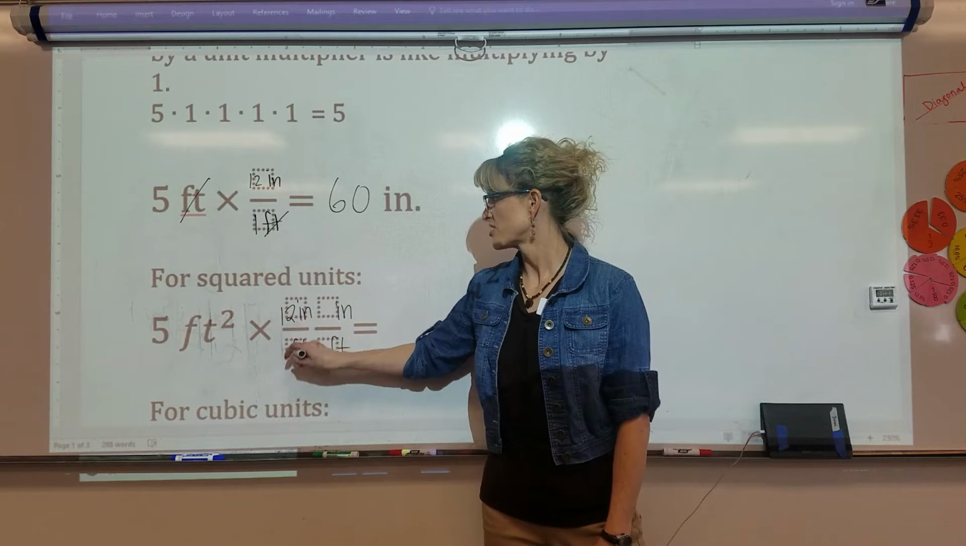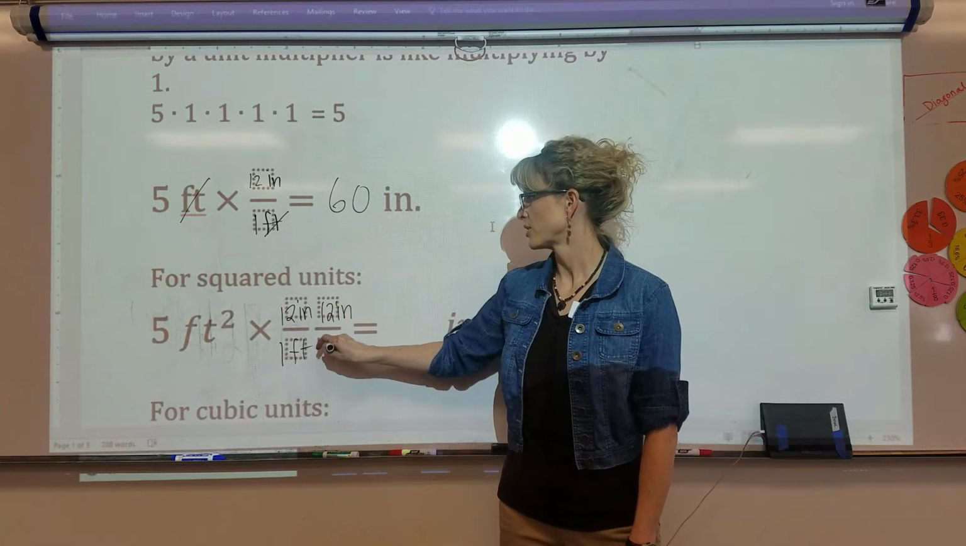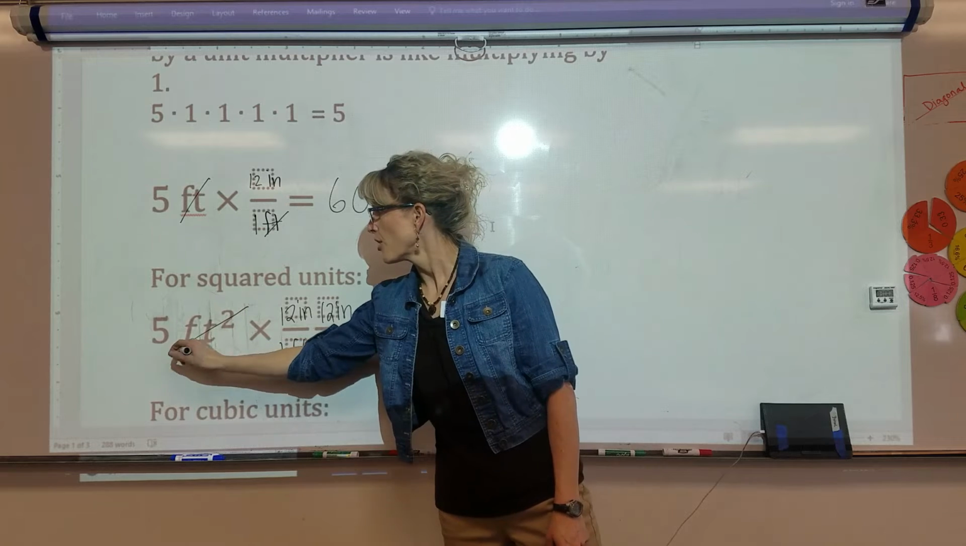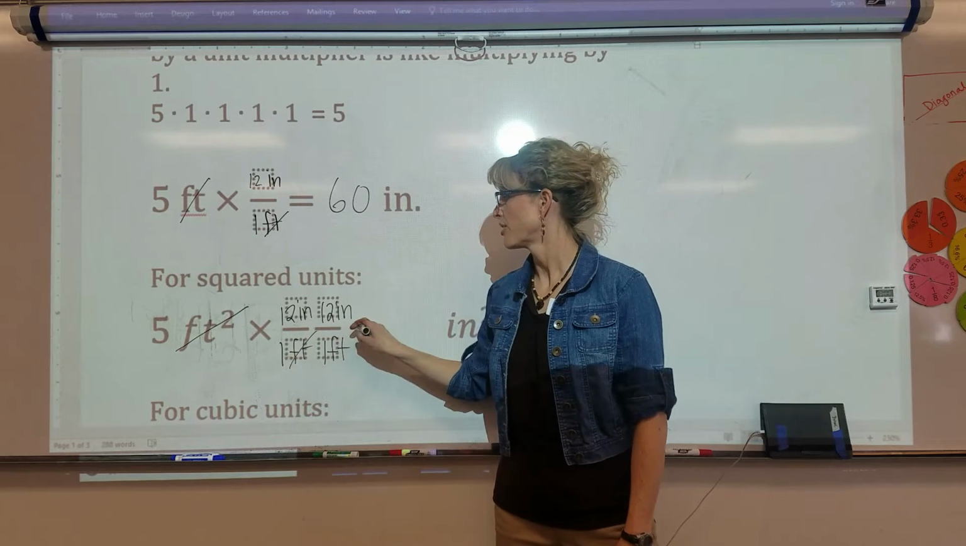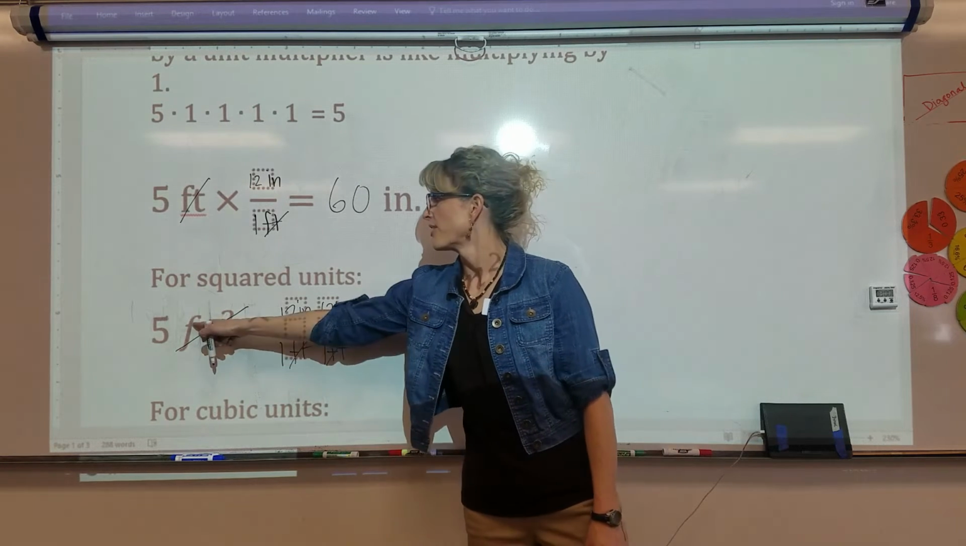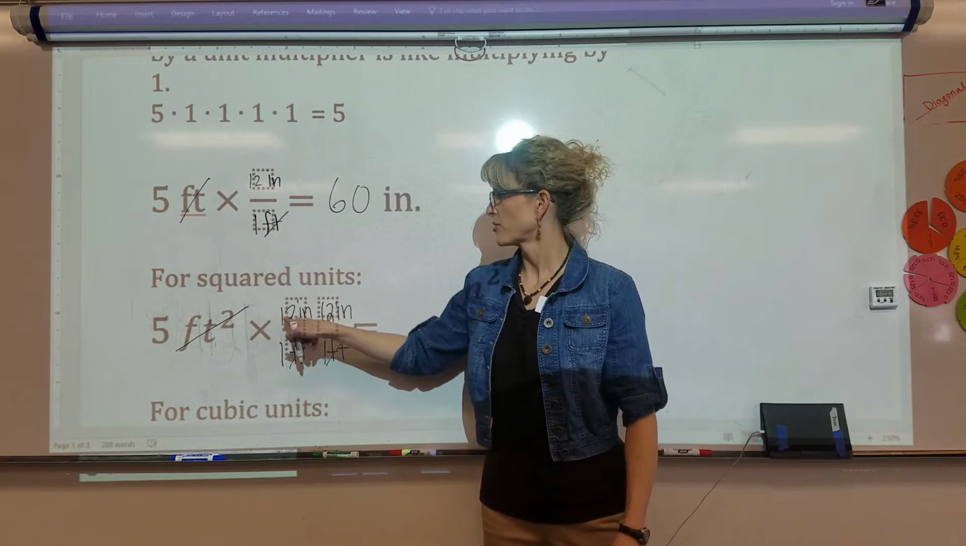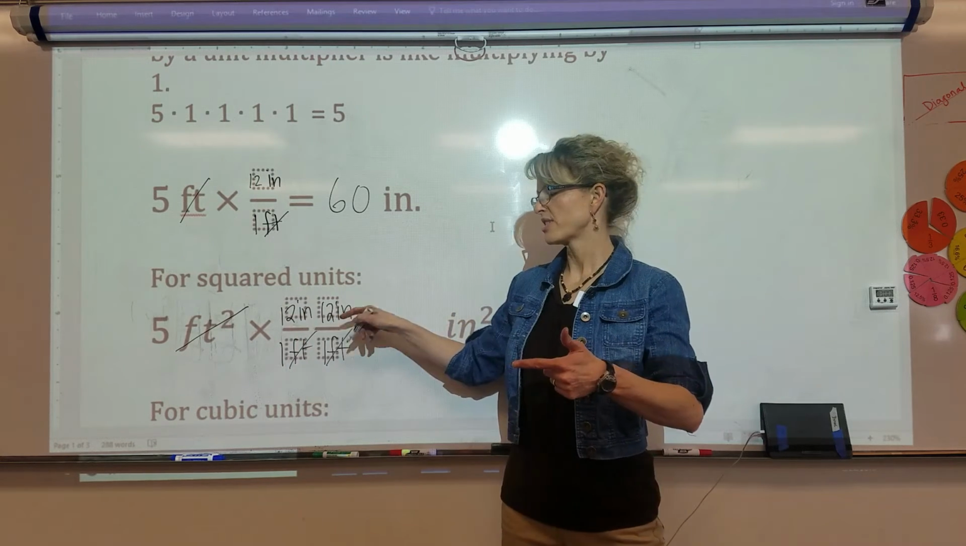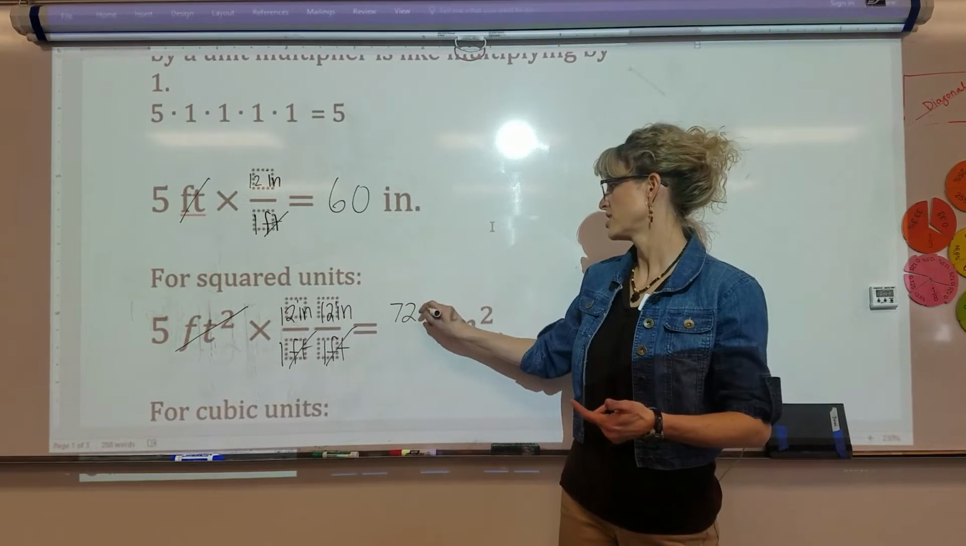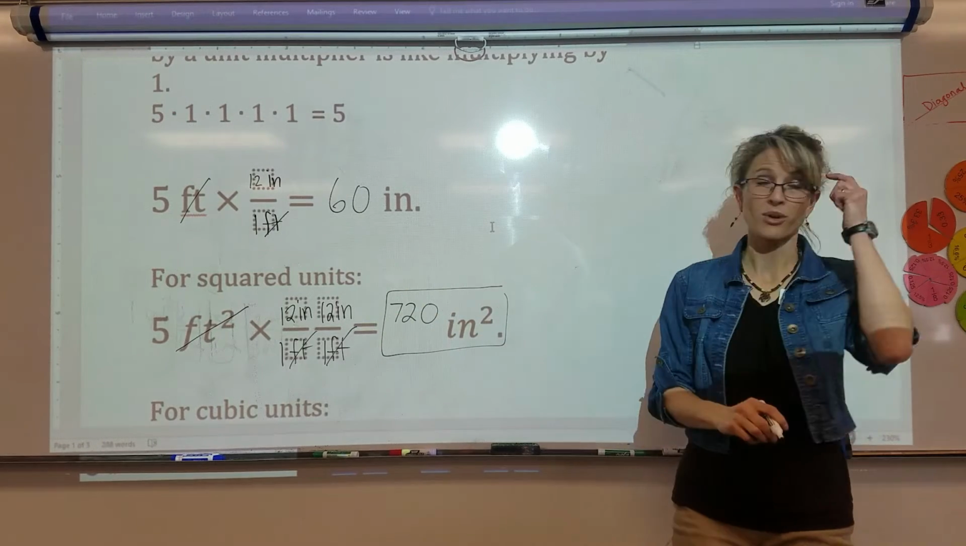I know that 12 inches equals 1 foot, 12 inches equals 1 foot. Both of those feet cancel with both of those. So I have 5 times 12 times 12, which is 5 times 12 is 60, times 12 is 72 with a 0, and there's my answer, 720 inches squared.